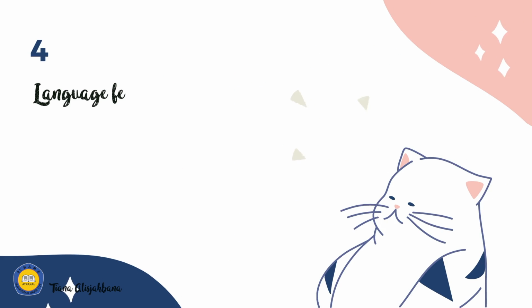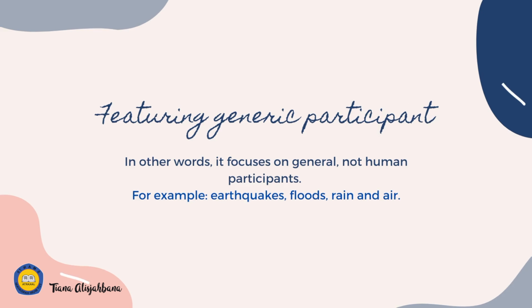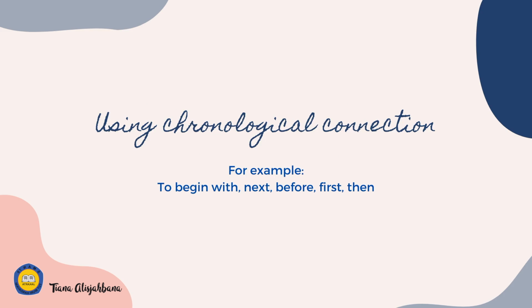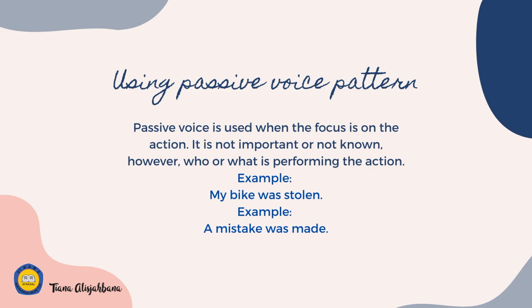Moving on, it's really important for us to know the language features of an explanation text, especially when you're about to write one. First up, an explanation text features generic participant. In other words, it focuses more on the general, not human participants. For example, earthquake, flood, rain, and air. Secondly, it is important that an explanation text uses chronological connection. Some examples are to begin with, next, before, first, and then.